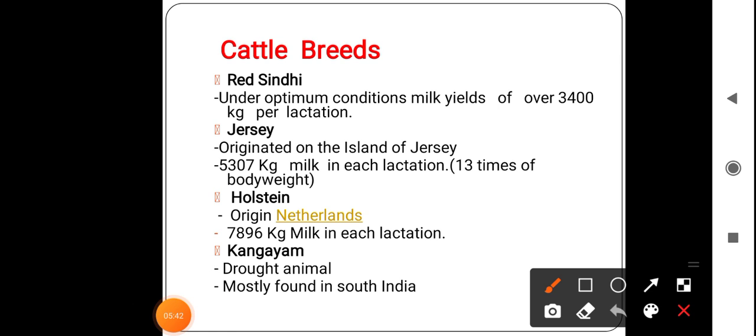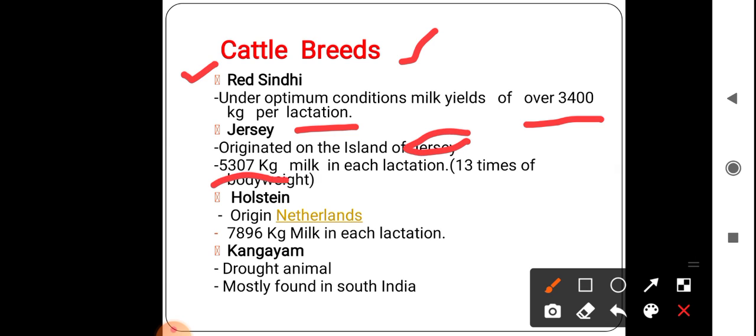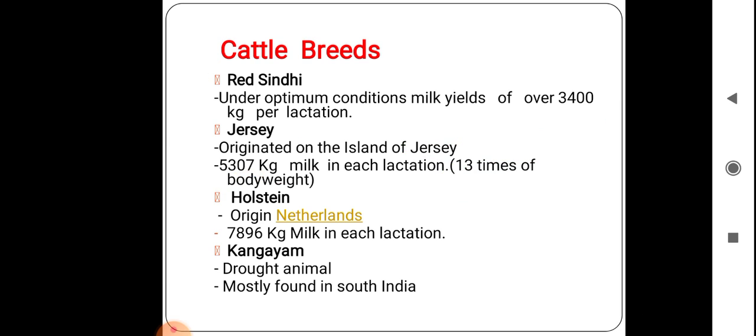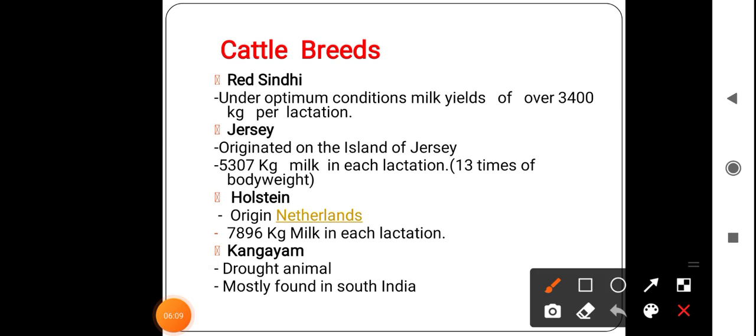Some important facts regarding the cattle breeds. Red Sindhi, the milk yield is over 3,400 kilogram per lactation. The Jersey originated in the island of Jersey, and the milk yield is 5,307 kilogram milk in each lactation. The milk produced by a Jersey cow is 13 times its body weight. Then Holstein Friesian, the origin is from Netherlands, and it produces 7,896 kilogram milk in each lactation.